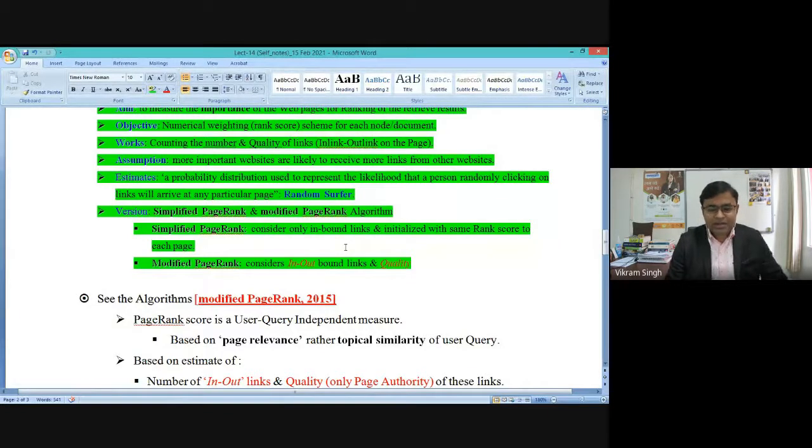So whatever research articles are available for modified PageRank algorithms are coming from different individual researchers. They are not coming from the Google organization, right? So this is always an open research problem, an open research area where you can also contribute, based on your interest.